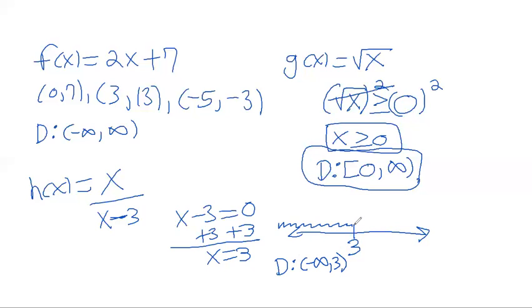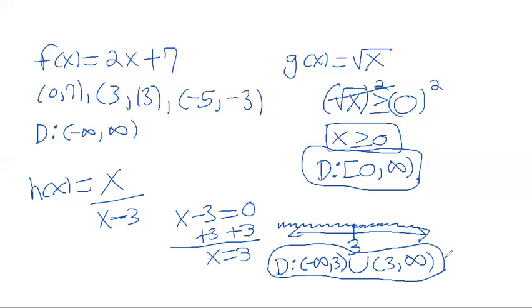Now, I go from here to here. Well, that's just 3 to infinity. So I have to put a union. Again, 3 is not included, and neither is infinity. So the domain of this function is negative infinity to 3, union 3 to infinity.